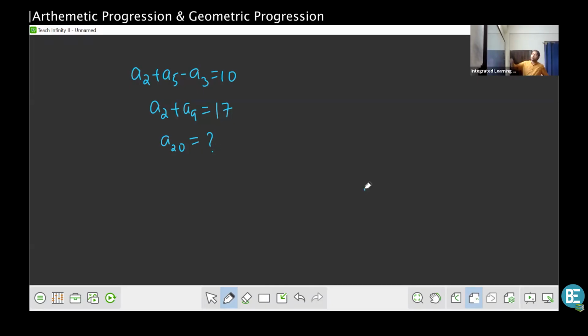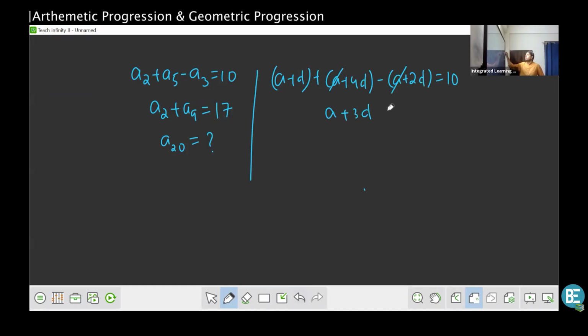Just basic formulas you need to put. A2 is A plus D, use brackets. A5 is A plus 4D. And A3 is A plus 2D. This will give us a simple equation. A and A will be cancelled. So we have A plus 5, A plus 3D is equal to 10.